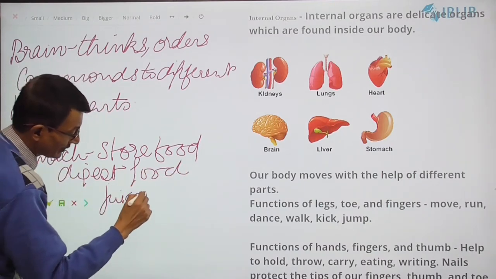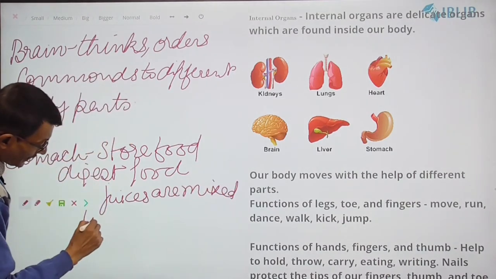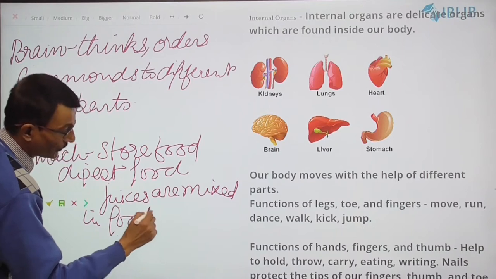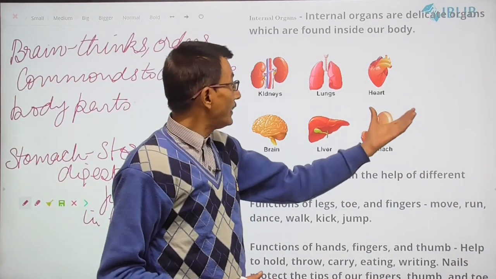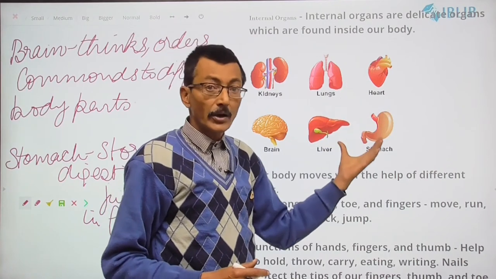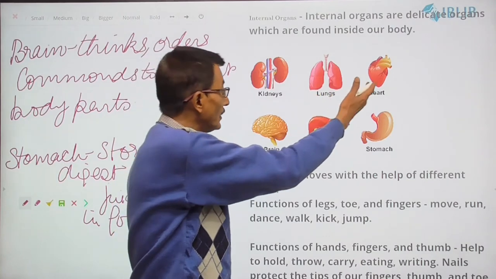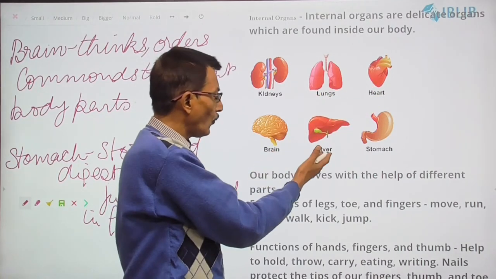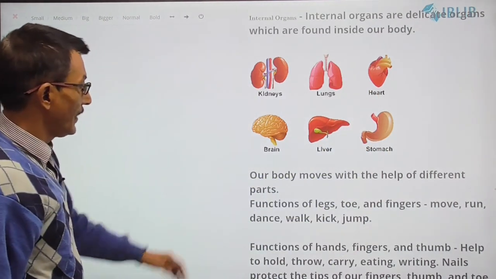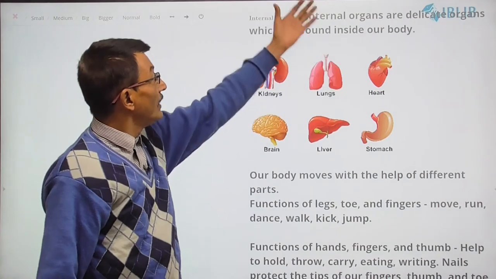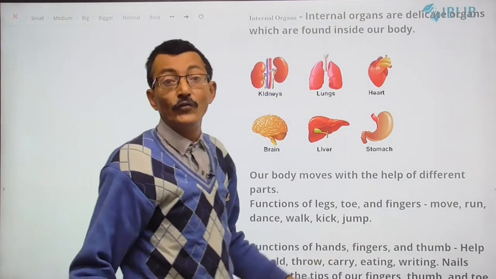is to store food. It helps to digest food. Juices are mixed in food. So, we have seen that there are six main internal organs in our body. The first one is kidney, second is lung, heart, brain, liver and stomach. Before moving ahead, let us see what the internal and external organs actually do for our body.